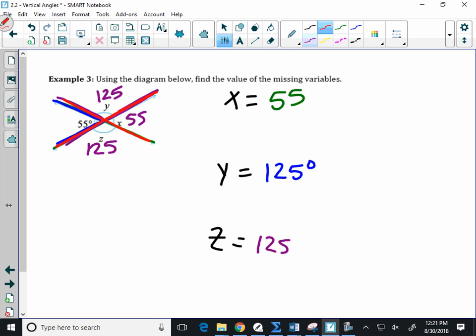I don't have another way. First we had two different ways, and both of them were correct. What do we know about z and 55? What are they for? They're 180. They form a linear pair.